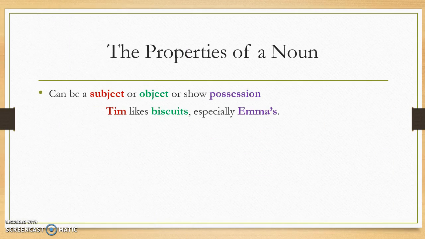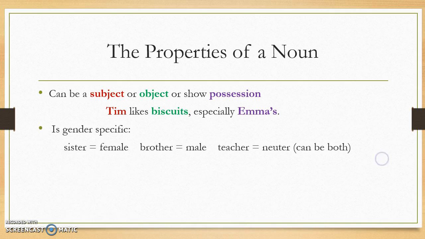Properties of a noun, well, they can be a subject. For example, Tim likes biscuits. Who likes biscuits? Tim, therefore Tim is a subject. Or an object. What does Tim like? Biscuits. Therefore biscuits is the object. Or they can show possession. So Tim likes biscuits, especially whose? Especially Emma's. So Emma's is a possessive noun.